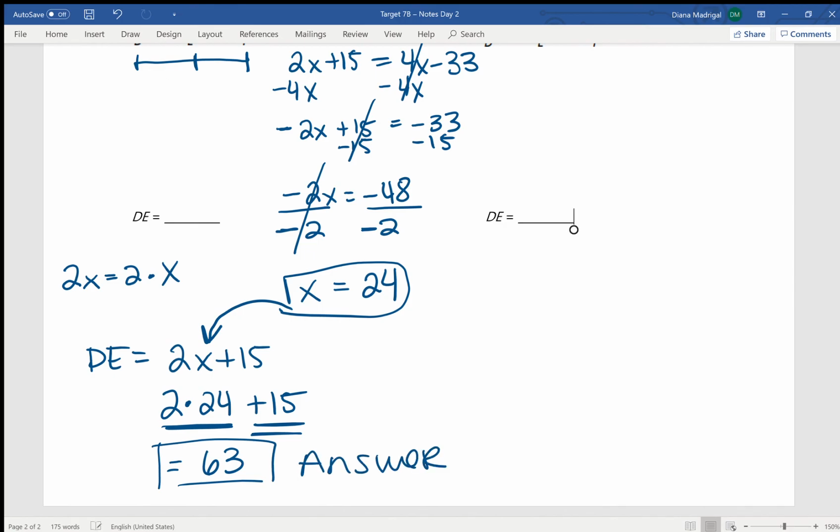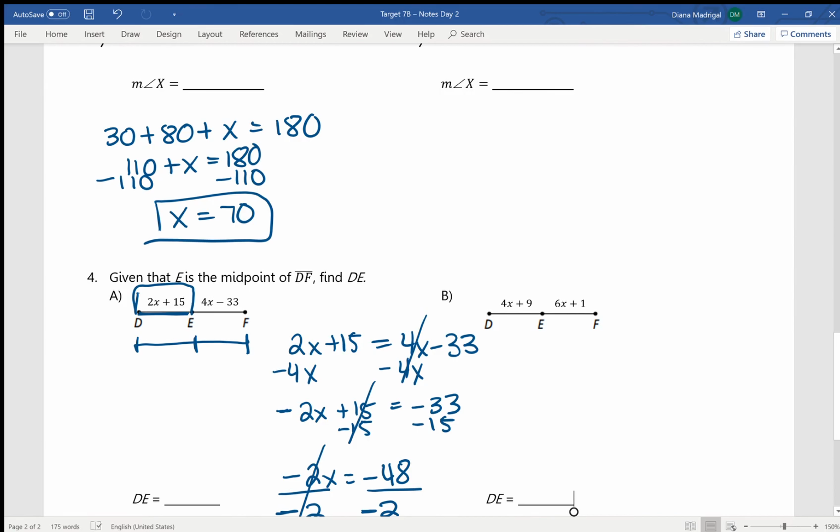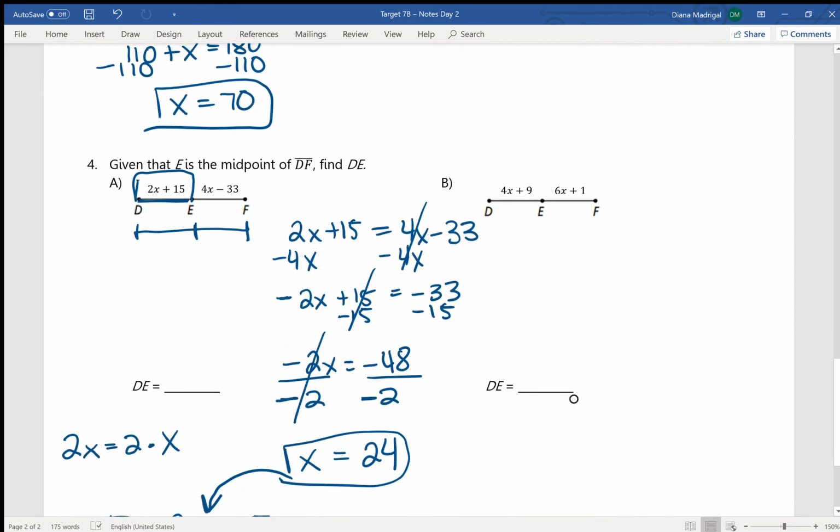So once you solve for x, you need to plug it in. So don't forget. All right, and try B now. Again, I'll be checking this in class. That's how you're going to get credit for this.